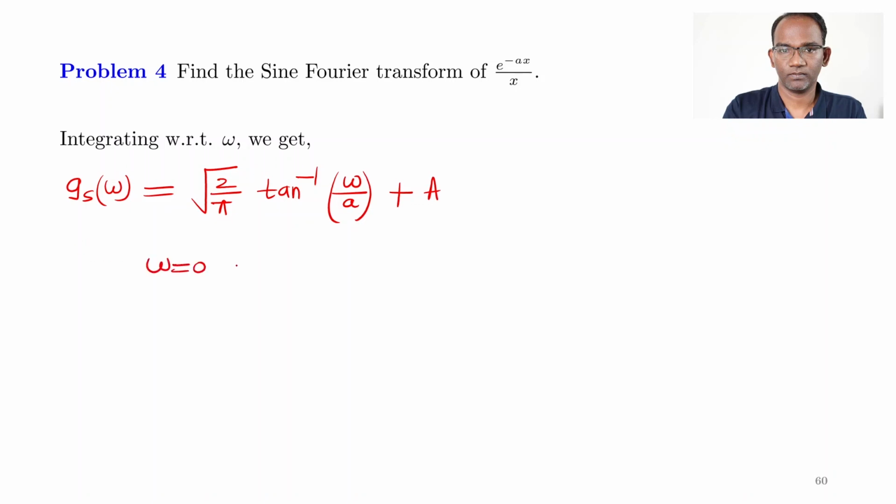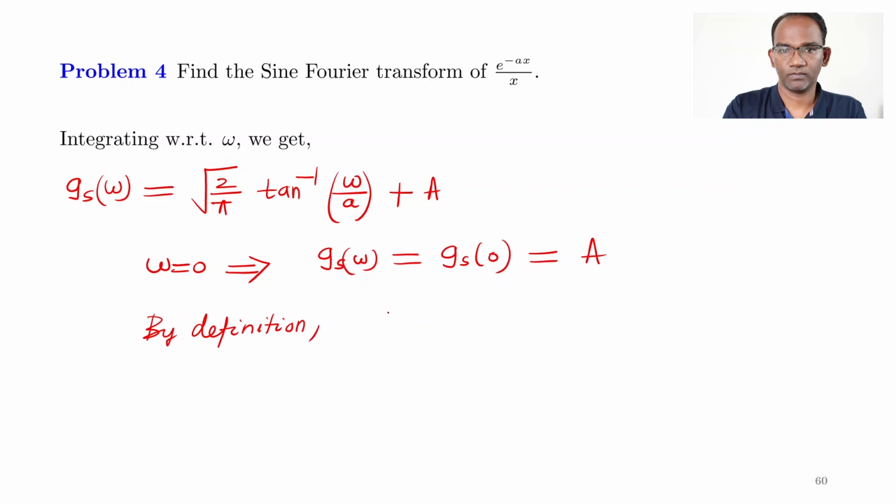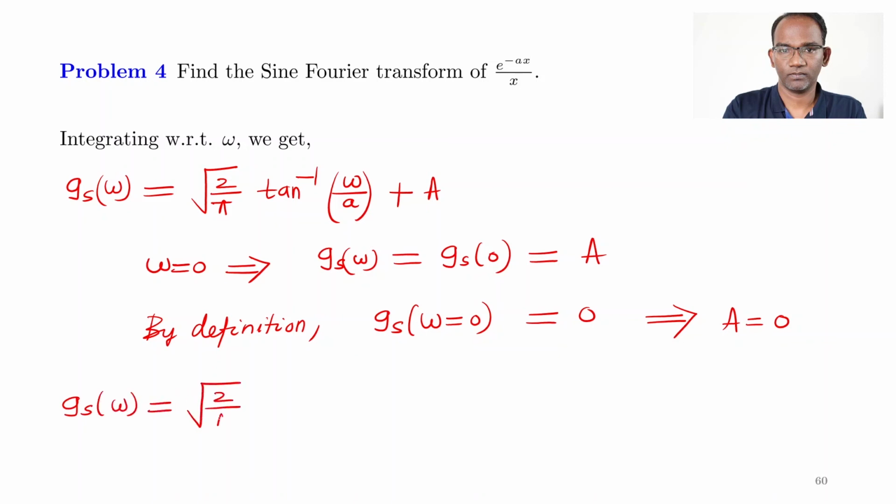When omega is 0, Gs(omega), this is equal to Gs(0), and this is equal to A. But by definition, Gs at omega equal to 0 is equal to 0. So this gives us A as equal to 0, and Gs(omega) is therefore given by square root of 2 over pi tan inverse omega over a, which is the required answer.